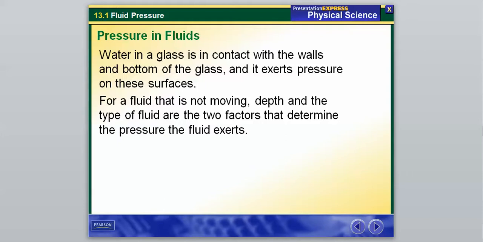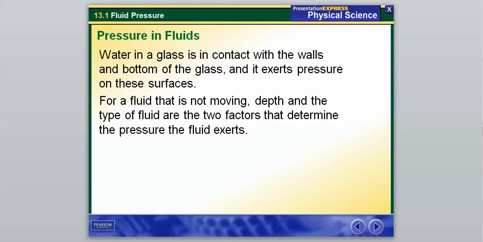So for a fluid that is not moving, depth and the type of fluid are the two factors that determine the pressure the fluid exerts. So the deeper you are down, the greater pressure you're going to experience. Again, I think that makes sense. If you're at the bottom of the ocean, you have a lot more pressure exerting downward on you than if you're at the top part of the ocean. So depth is just how deep the fluid actually is. That will help determine what the pressure is.